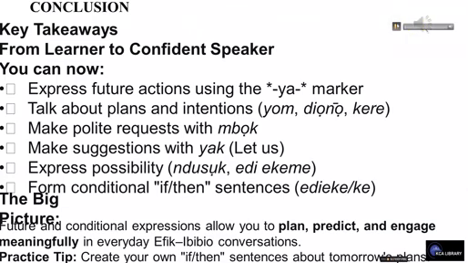In conclusion, you are progressing from a learner to a more confident speaker by mastering key structures used in everyday communication. You can now express future actions using the ya marker, which helps you talk about events that will happen. You are also able to discuss plans and intentions using forms such as yom, diono, and kia, allowing you to clearly state what you want, plan, or are considering doing. In addition, you can make polite requests using mbok, an essential expression for showing respect, and offer suggestions using yak, let us, which encourages cooperation and inclusiveness. You have also learned how to express possibility using words like ndusok and edi ikim, helping you communicate uncertainty or likelihood.